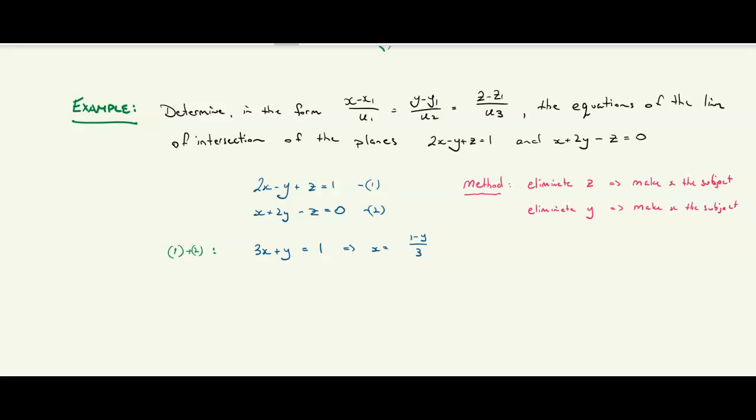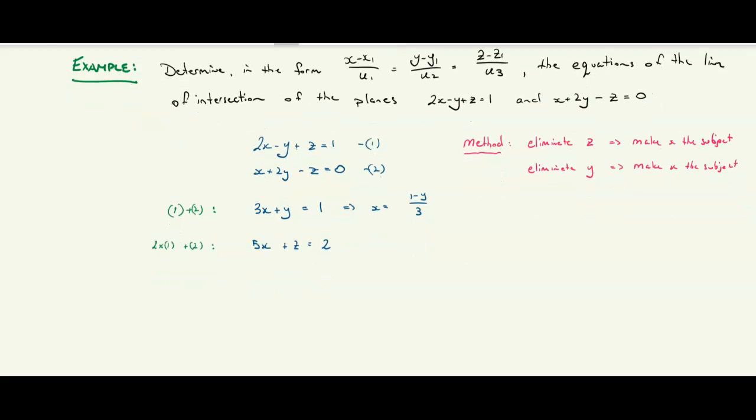Going back to the original two equations, what should we do? I think we should multiply equation 1 by 2 and then add equation 2. So 2 times equation 1 gives me 4x, and adding equation 2 gives me 5x. 2 times equation 1 gives me negative 2y, add 2y, and the y's have been eliminated. Success. 2 times equation 1 gives 2z, add equation 2, negative z, that is just plus z. 2 times 1 is 2, plus 0. So that gives me 5x plus z is equal to 2. Make x the subject: x is equal to (2 minus z) over 5.